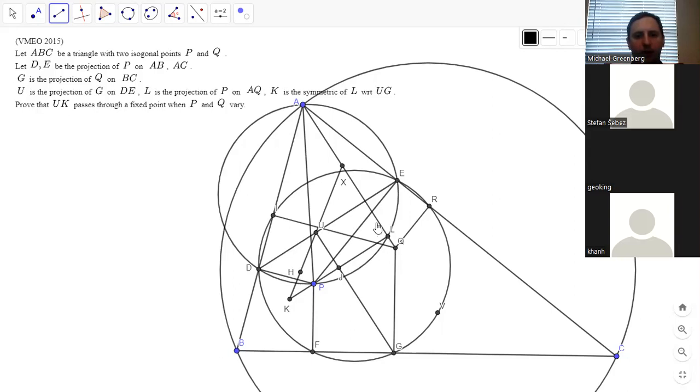So yeah, is it obvious? If we reflect L over UG, we get K. If we reflect it over DE, we get X. Is it obvious that X, U, and K should be collinear? Oh yeah, because this is like the perpendicular bisector. Well, yeah. It's probably not hard to prove that X, U, and K are collinear.